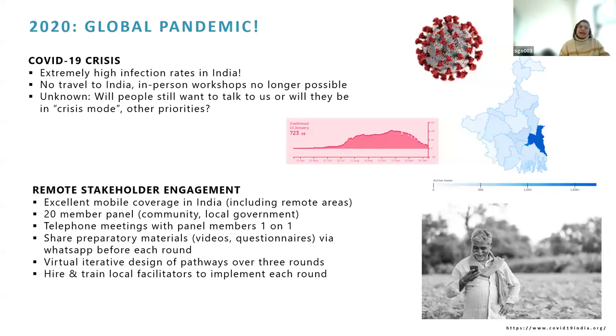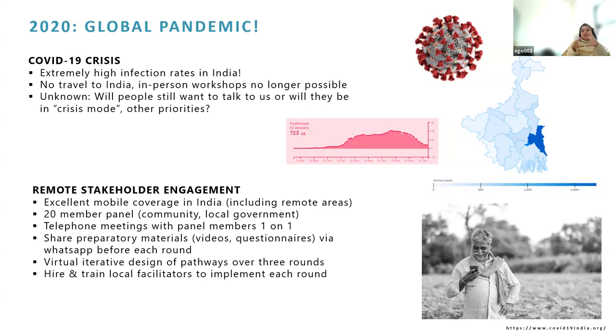So we came up with a remote stakeholder engagement process. So we said, okay, we cannot visit these villages, and virtual workshops were not suitable because of poor internet connection, but also how would we arrange computers and internet access for people to connect from their villages. But we did know that there's excellent mobile coverage in India, including in these more remote areas. So what we did was we created a panel of 20 representatives from each of the three villages. And this panel had representatives from the community representing both livelihood and water use, like domestic water users, as well as local government. And instead of doing virtual workshops, we would have telephone meetings with panel members one-on-one.